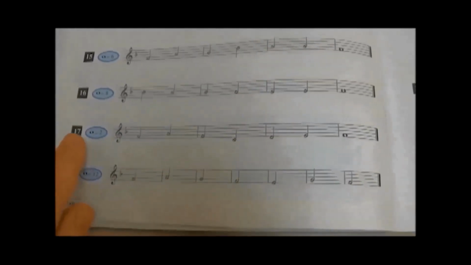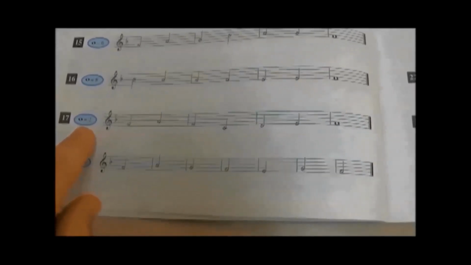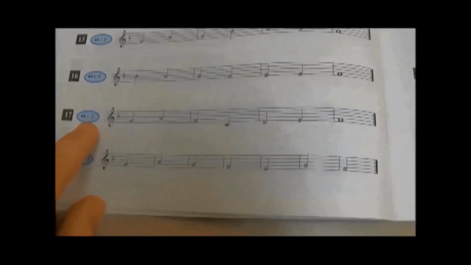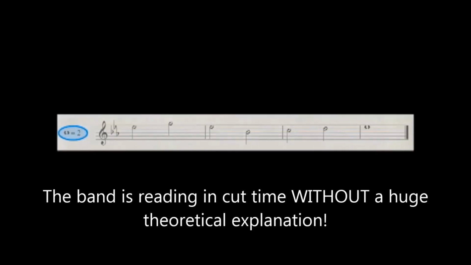This is pretty exciting because we're about to do 17, and this is cut time. We don't tell the kids this is cut time quite yet, but they're able to understand it pretty easily. Whole note equals 2, therefore half note equals 1. Let's see what this sounds like. 1, 2, ready, play.